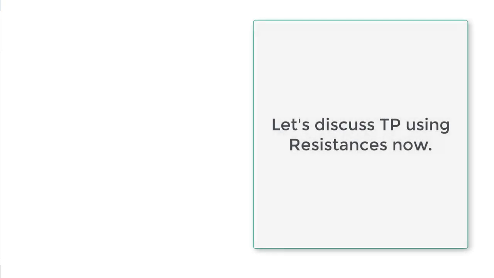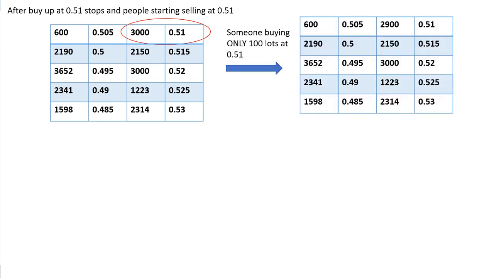And of course, when we talk about resistance, we are talking about managing our TP, managing our take profit. Again, let's go back to the previous example that we had. If we see, based on the same market depth, that right now 51 cents is the resistance, at that particular 51 cents, you have about 3,000 lots at sell queue. You have to observe a few things. Number one, is the price still being bought up at 51 cents?